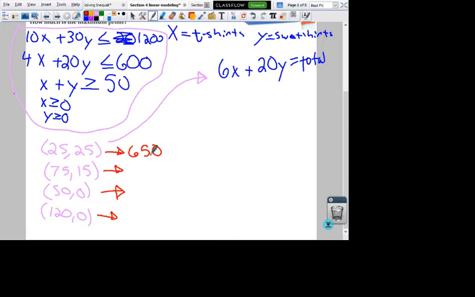I think you typed it in wrong. That's hella cheap. 50 for X, 0 for Y. What did you plug it into? Did you plug it into 6X plus 20Y? You plug it into this one right here? Alright, let me look. James, you get your last one? Just give me the real one. No, no, wrong one, that's why.